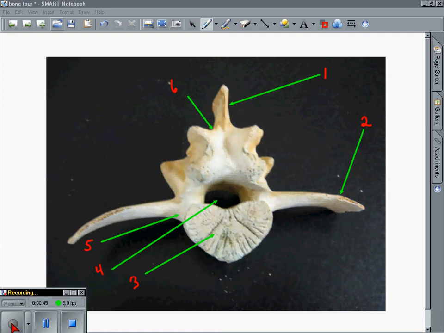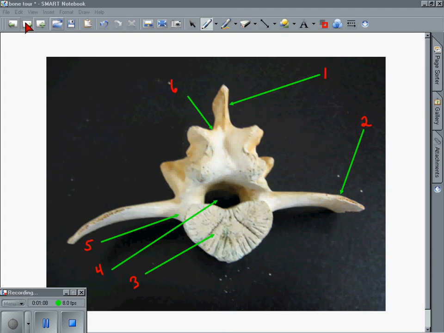Number 5, that's the bridge between the transverse process and the body, called the pedicle. And then number 6, which is the bridge between the spinous process and the transverse process, called the lamina. We also have the superior and inferior articulating processes, but they are seen better on another slide.